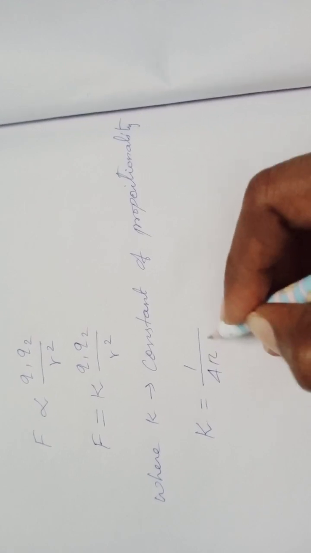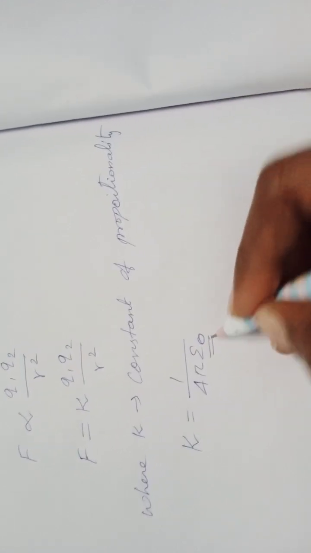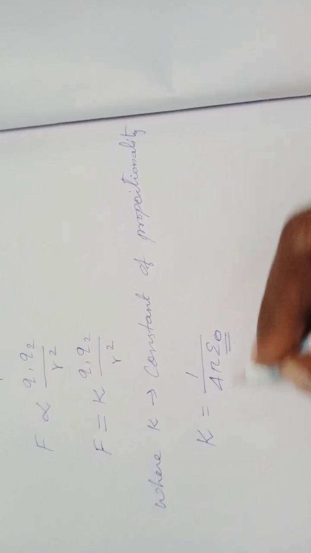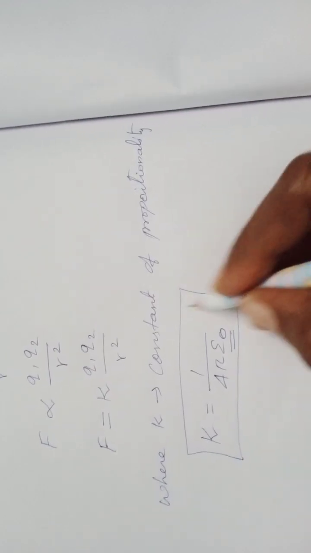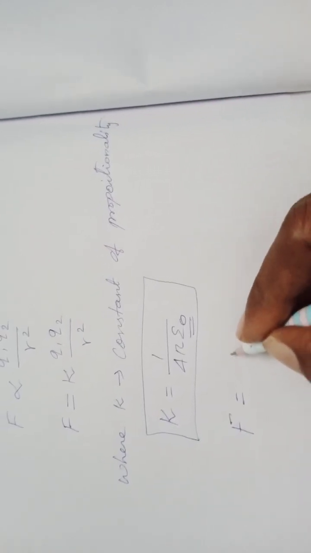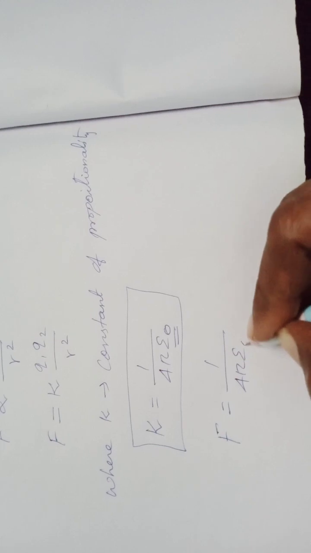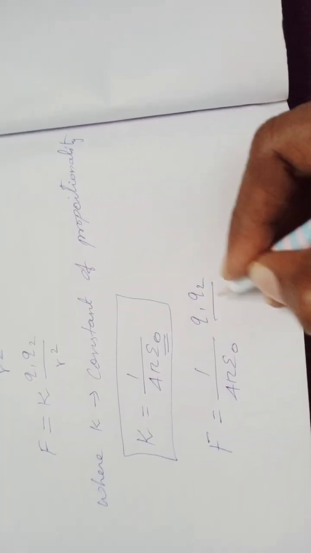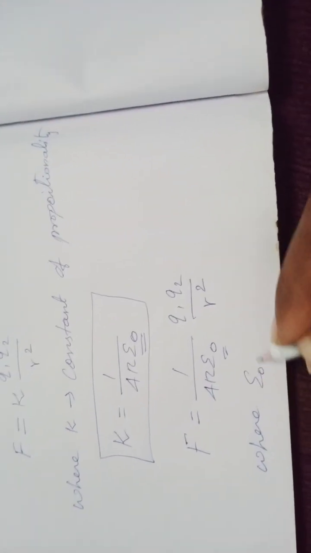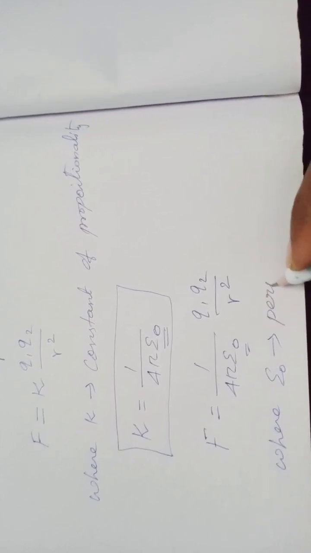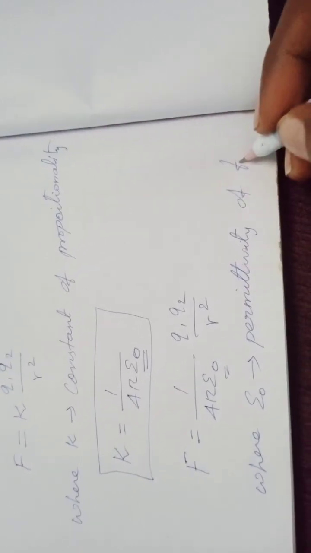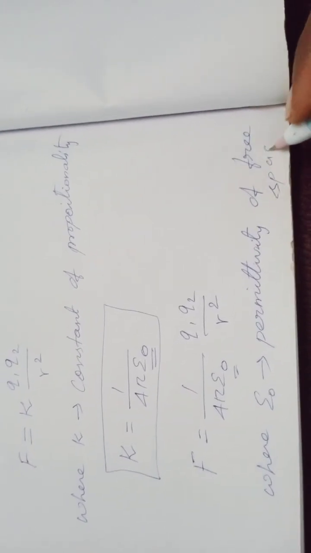to 1 by 4 pi epsilon naught, where epsilon naught is called the permittivity of free space. We can substitute this k value in this equation, so that the equation of force will become F is equal to 1 by 4 pi epsilon naught Q1 Q2 by r square, where epsilon naught is called the permittivity of free space.